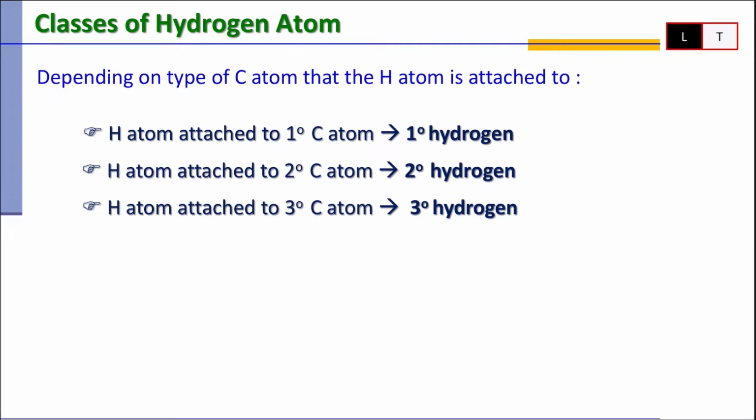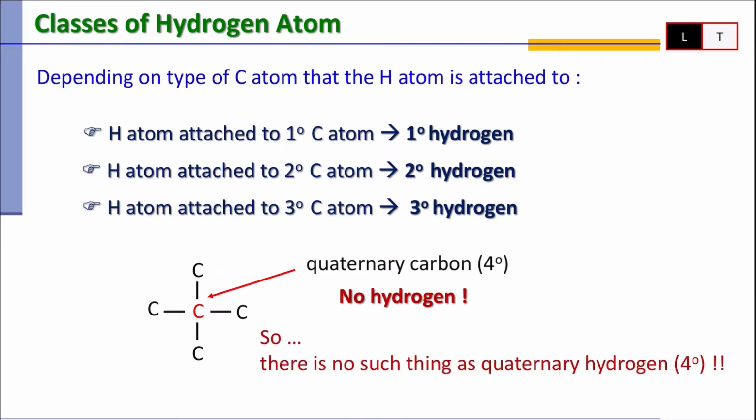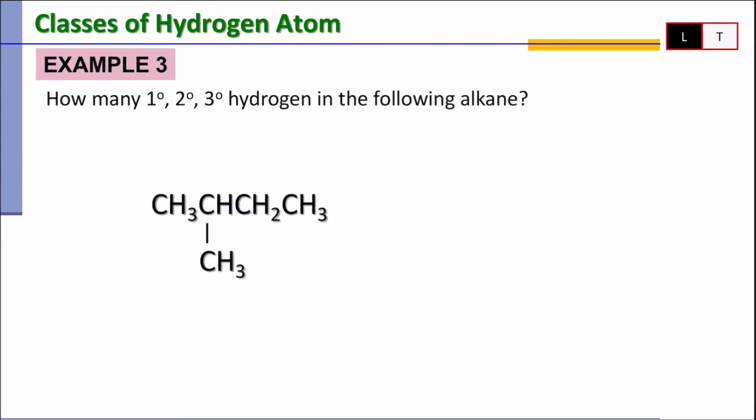Tapi untuk hidrogen, dia tak ada kelas quaternary hydrogen. Kenapa? Contoh, macam saya ada carbon, quaternary carbon here. You can see in the middle of it, there is no hydrogen attached to it. So sebab tu there is no such thing as quaternary hydrogen. So ingat kat situ. Mari kita cuba example 3.